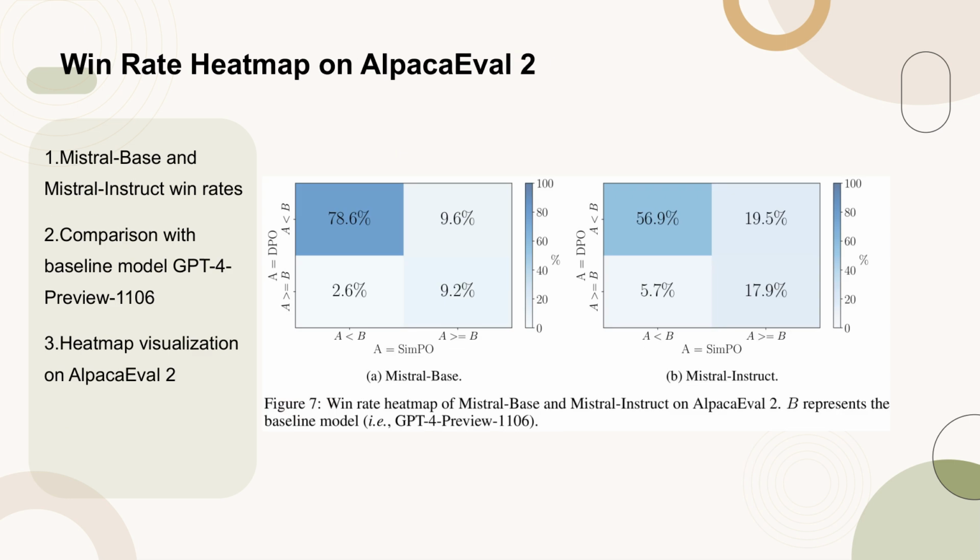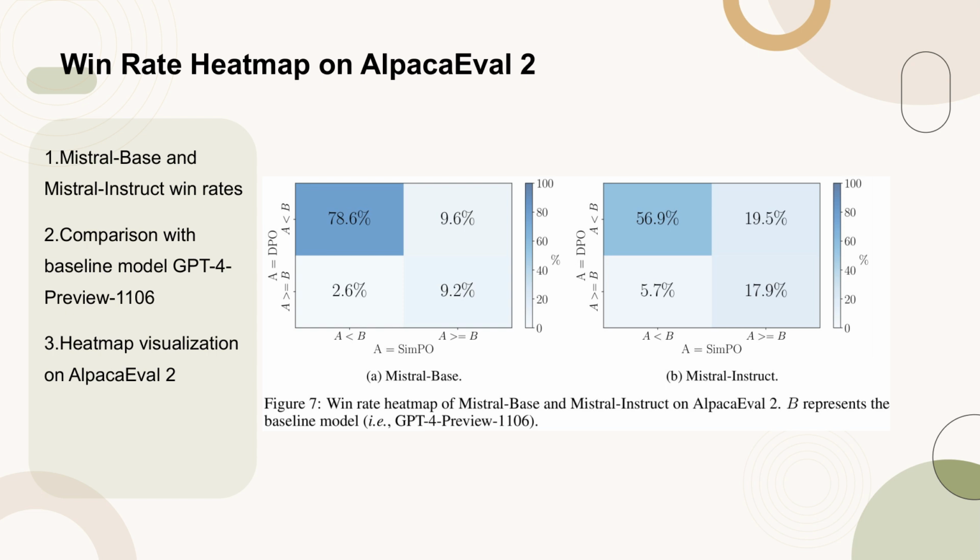Figure 7 presents the win rate heat map for Mistral Base and Mistral Instruct models on the AlpacaEval 2 benchmark. The heat map visually compares the win rates of these models against the baseline model, GPT-4 Preview 1106. This visualization helps in understanding the performance differences and relative strengths of Mistral Base and Mistral Instruct in various evaluation scenarios.